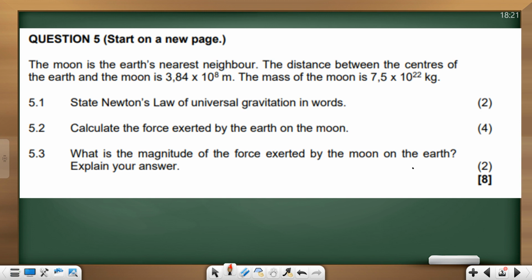The distance between the center of the Earth and the moon is 3,84 times 10 to the power 8 meters. Mass of the moon is 7,5 times 10 to the power 22. State Newton's law of universal gravitation in words.